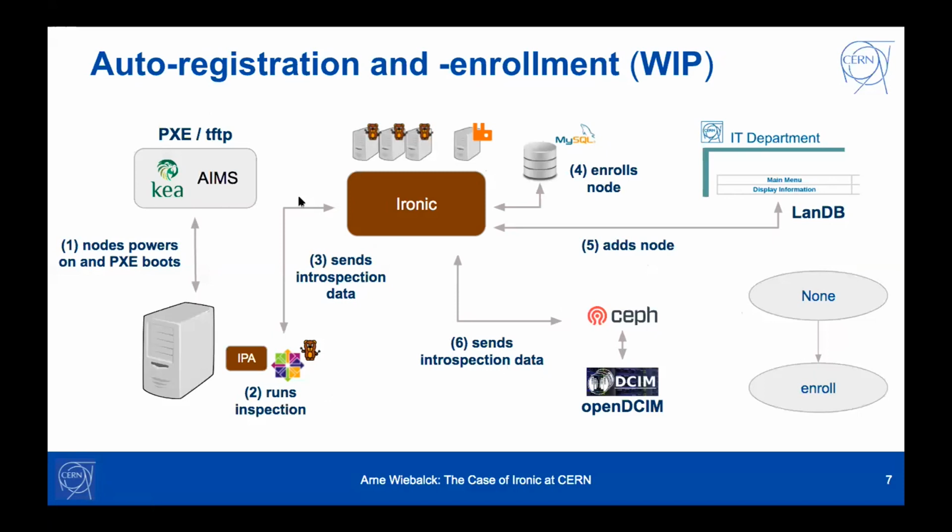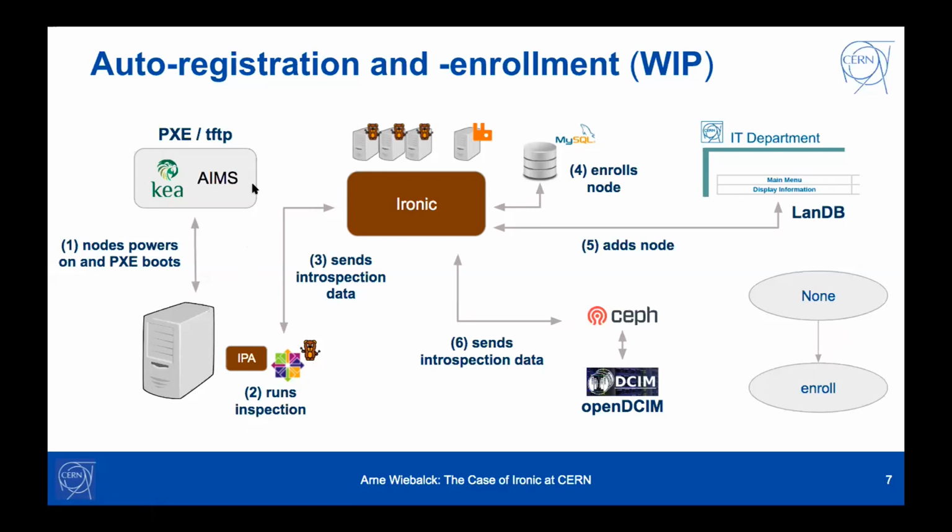So to have one example of these steps, there is the auto registration and enrollment that we're currently working on. So this is why I've marked this as work in progress. This is basically what happens at CERN, or what I plan to do, for a new server that arrives in the data center. So when the node powers on very early on, it basically sends out DHCP requests in order to understand what it needs to do and where it is.